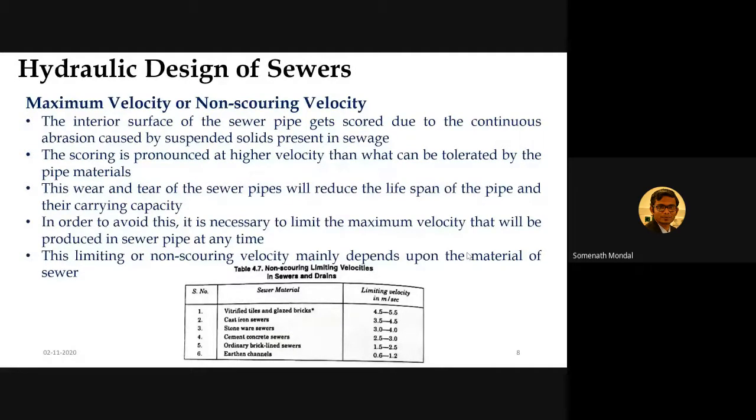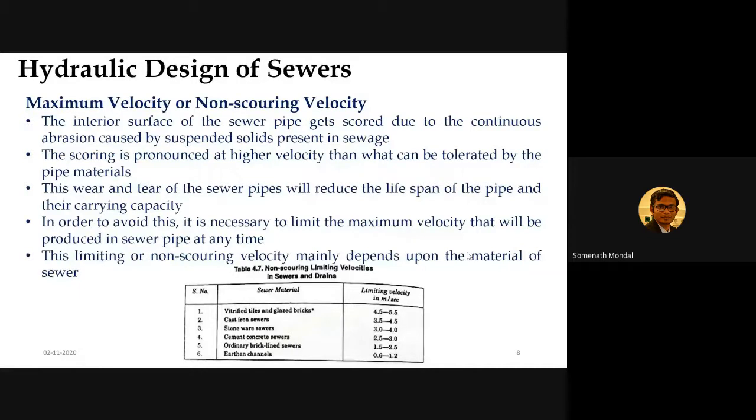Fine. So this limiting or non-scouring velocity will mainly depend upon the material of the sewer, and its values are mentioned in the below table. You can go through that table. Depending upon the material of the sewers, we have a limiting velocity. So if you have a very coarse surface, then the maximum or limiting velocity, the non-scouring velocity, is minimum in case of the pipe material which has a rough surface. Fine.